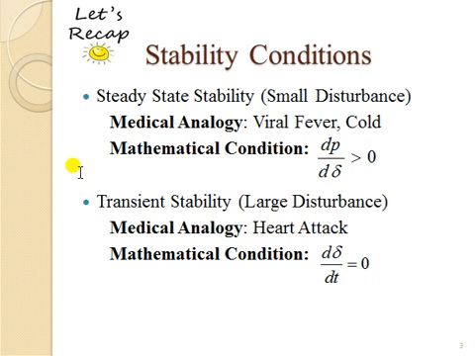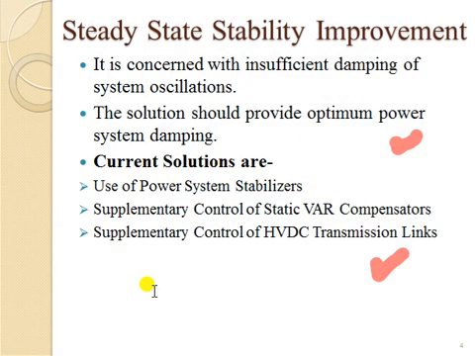So what is the mathematical condition? The mathematical condition is d delta by dt, that is rate of change of power angle delta, is equal to 0. From these two conditions, you can observe dP by d delta greater than 0 and d delta by dt equal to 0. Here there is no role of time in steady state stability, but in transient stability, time period is very important.